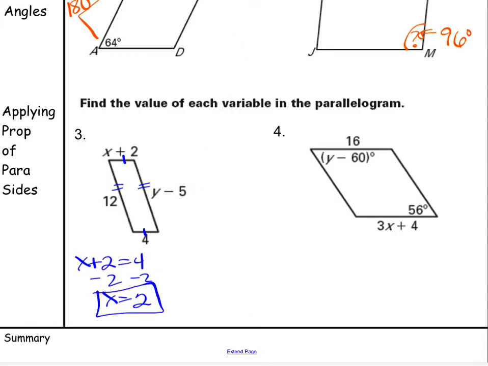And then to get y, that's the other set of sides. y minus 5 equals 12, so I can add 5 to both sides to get y alone and see that y is 17.